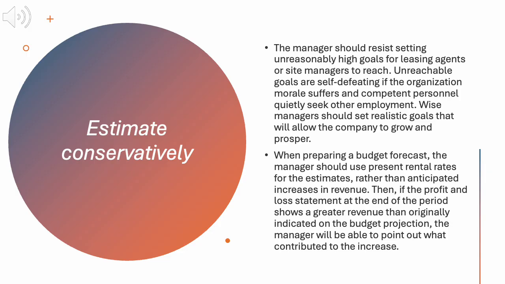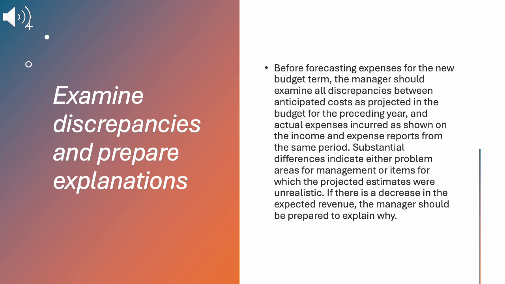When preparing a budget forecast, the manager should use present rental rates for the estimates, rather than anticipated increases in revenue. Then, if the profit and loss statement at the end of the period shows a greater revenue than originally indicated on the budget projection, the manager will be able to point out what contributed to the increase. Examine discrepancies and prepare explanations.